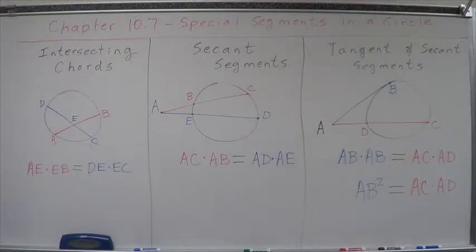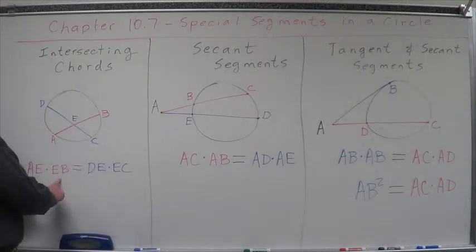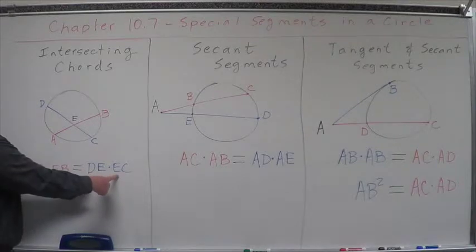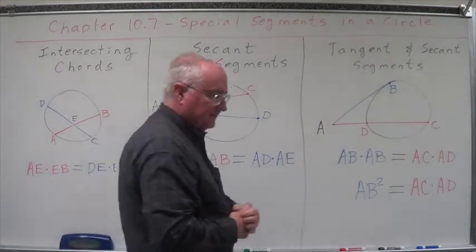Okay, now here's just a summary of them. You see the three of them together, see how they're similar and how they're different. Okay, intersecting chords. Intersecting chords are going to intersect in the interior of the circle. Okay? We're going to take those pieces of those chords, we're going to multiply them by each other, and they're going to equal each other. The pieces of AB, we're going to multiply together, and they're going to equal the pieces of DC that we multiply together. All right?